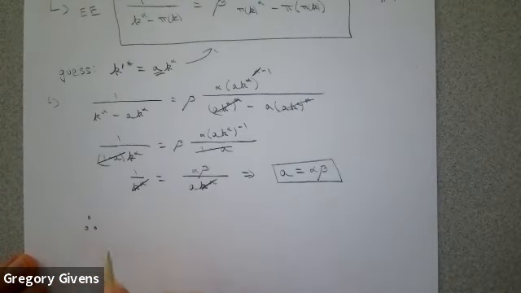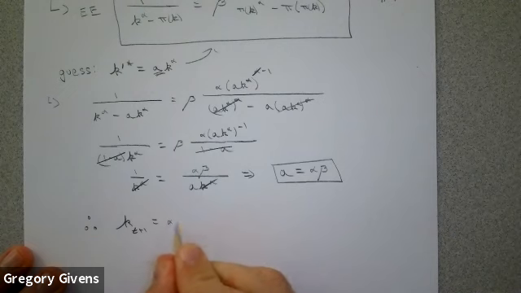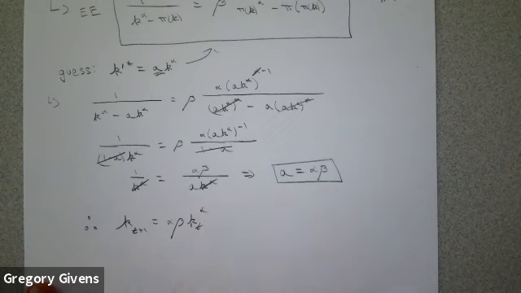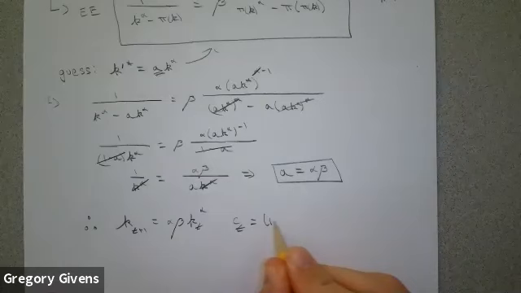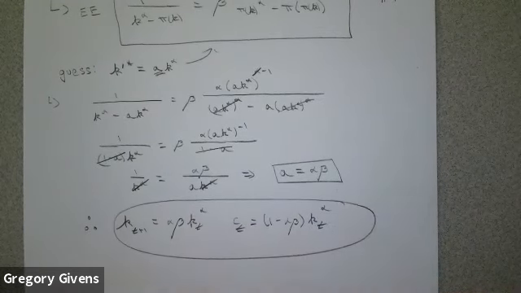Therefore, if we want to reinsert time subscripts, the optimal value of k t plus 1 is going to be equal to alpha beta times k t to the alpha. And the optimal value of c t can then be obtained directly from the resource constraint. It will be equal to 1 minus alpha beta times k t to the alpha. There are the optimal policy functions then in the growth model.